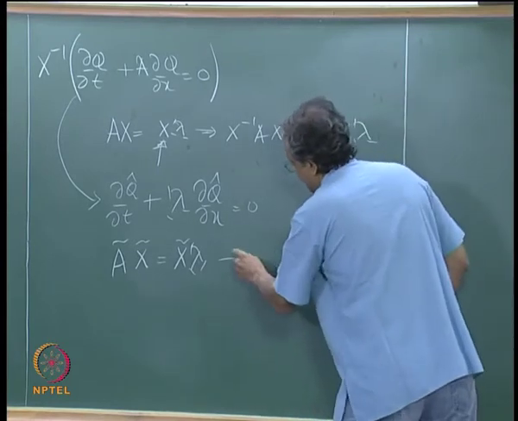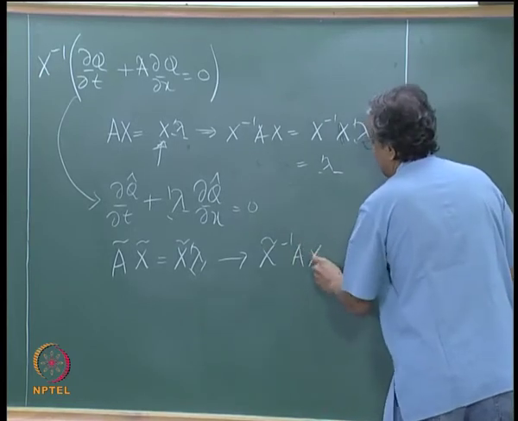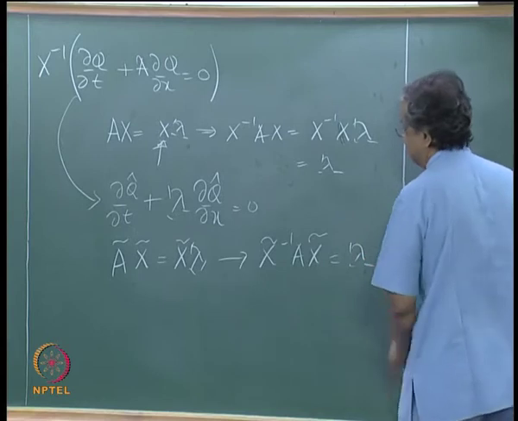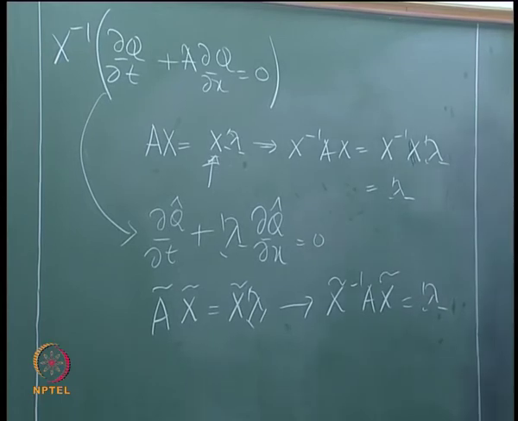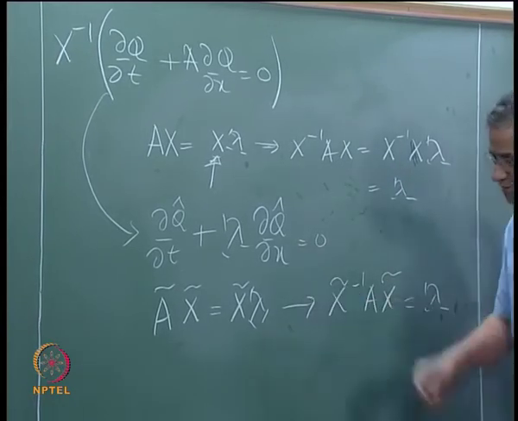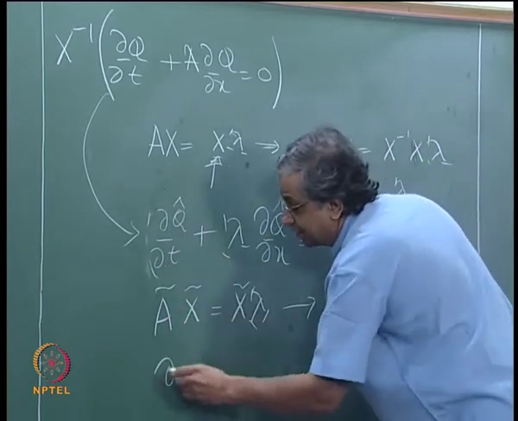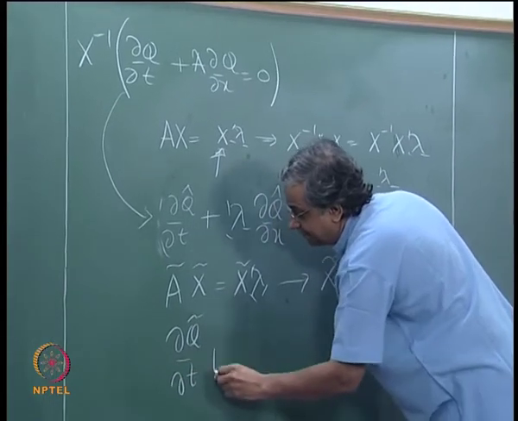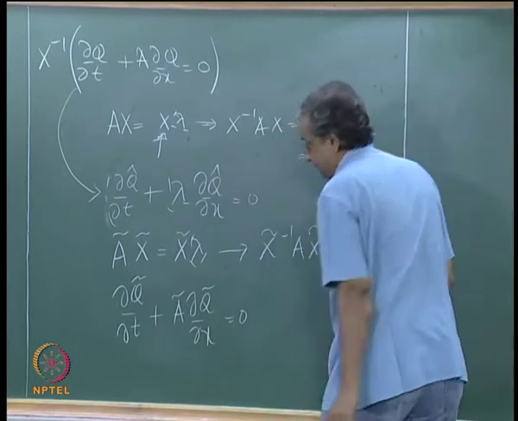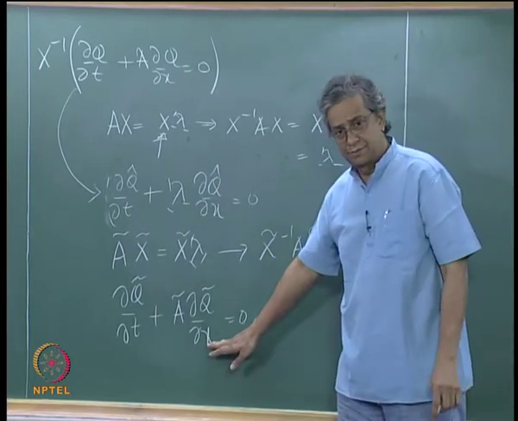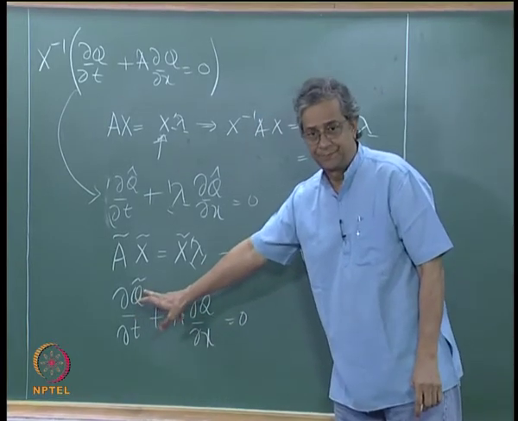So what do we have here? Corresponding to this, if I pre-multiply by X tilde inverse, I have X tilde inverse A tilde X tilde equals lambda. Just for completion, if I were to take this dou Q tilde dou T plus A tilde dou Q tilde dou X equals 0, 1D Euler equations written in non-conservative form in terms of non-conservative variables.